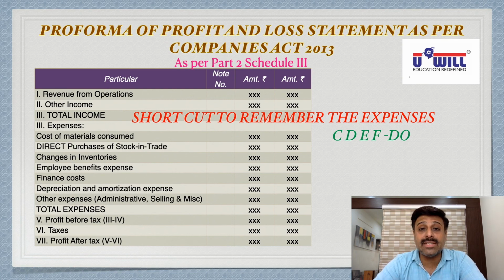Employees benefit expenses: salaries, wages, bonus, contribution to PF. Finance cost: interest on debentures, interest on loans, all kinds of interest expenses will come in finance cost. Depreciation and amortization. Depreciation, you understand. About amortization, W/O, written off. So anything which is written off, discount on debentures written off, underwriting commission written off, preliminary expenses written off, goodwill written off, anything written off will come in amortization expenses.